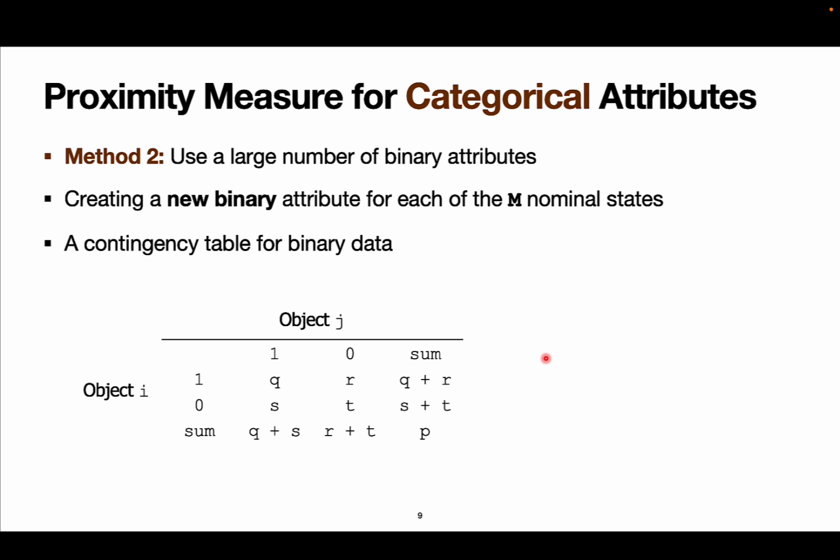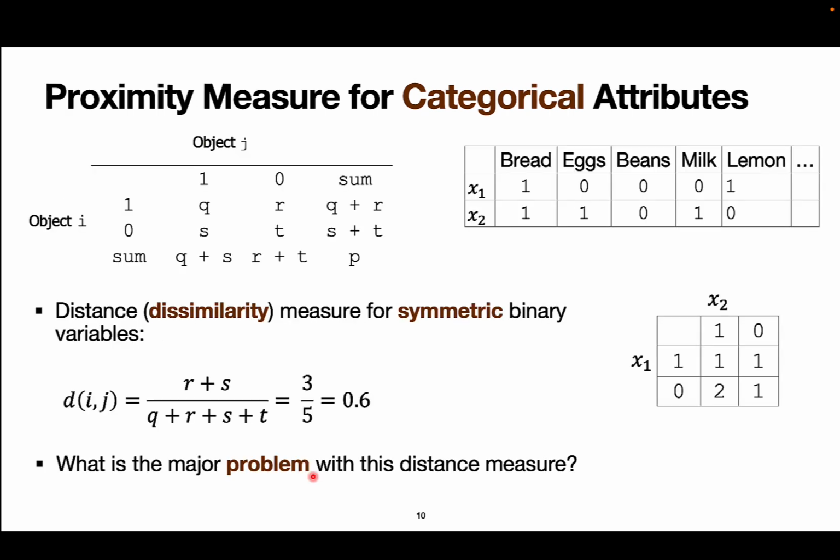The other method is to basically create a contingency table for a pair of binary variables and keep scores about where their values agreed or disagreed. Let's walk through this example. Suppose X1 and X2 went to the grocery store. X1 bought bread and lemon, X2 bought bread, eggs, and milk. Now we're going to summarize this data as a contingency table.